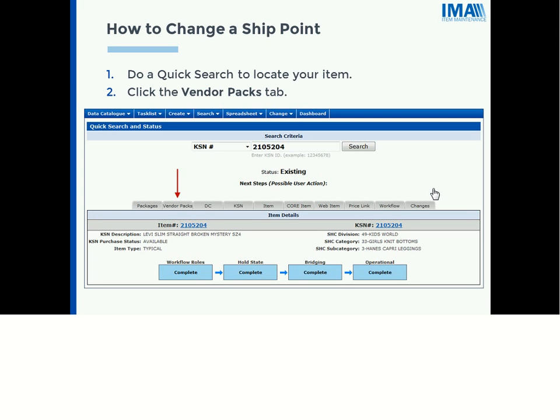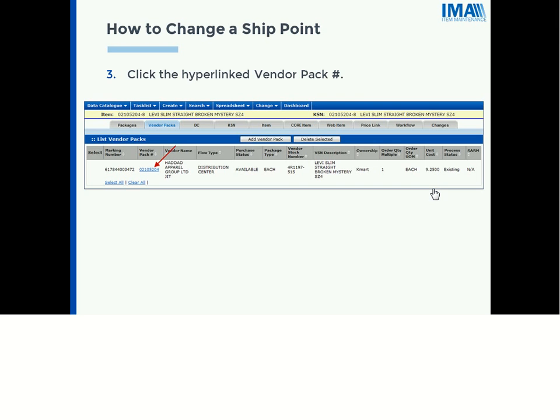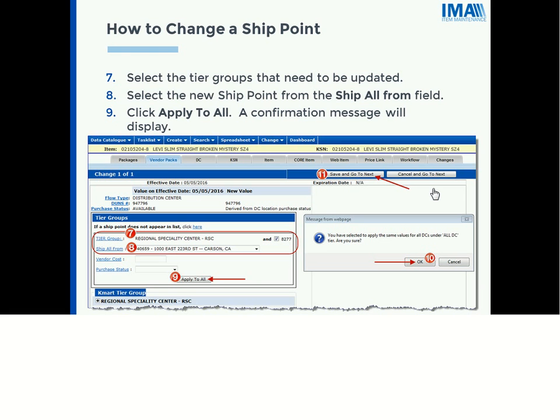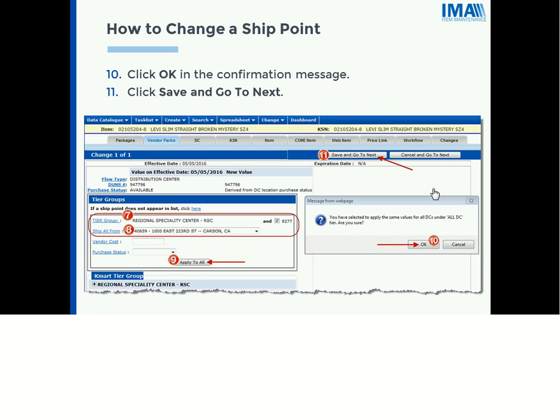To change a ship point, I'm going to go through this part really fast because we're going to go back into IMA so I can walk you through selecting different ship points for different DCs. You would do a quick search to locate your item, and then click the Vendor Packs tab and click the hyperlink to the Vendor Pack number so that you can go into your Vendor Pack. Scroll down and select the box next to Change DC Locations, and then click Create Change Request. From there, you can select the tier groups that need to be updated, select your new ship point and click Apply to All. That confirmation message is going to come up, and you click OK, and then Save and go to Next.